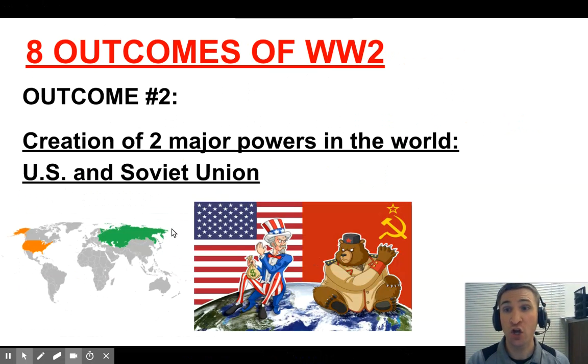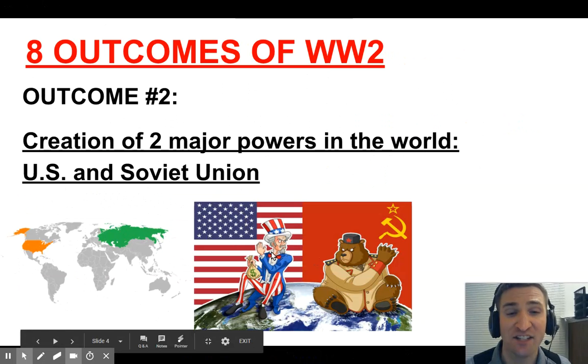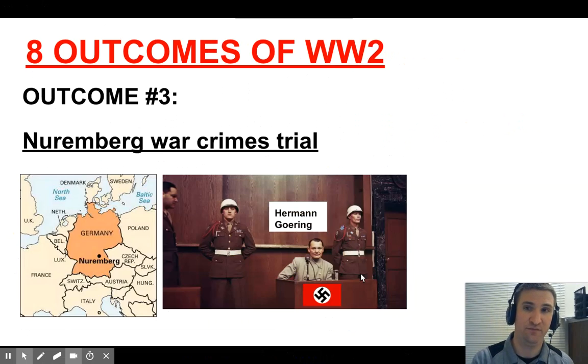Outcome number 2, the creation of 2 major powers in the world, the US, here in orange, and the Soviet Union, here in green. It was the capitalist America with Uncle Sam as its mascot, and it was the communist Soviet Union with the bear as its mascot.